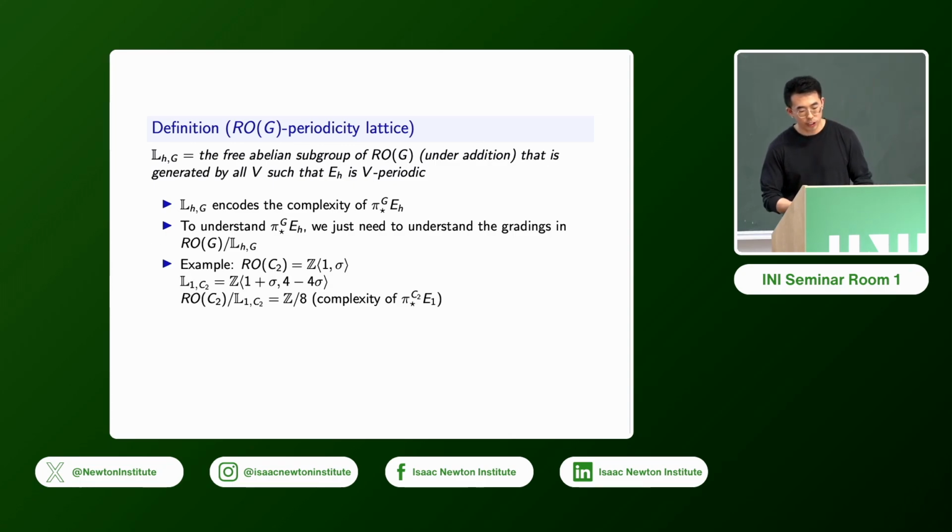So here's the example we just did. RO(C2) is generated by 1 and the sign representation sigma. So L_1^C2 is generated by 1 plus sigma and 4 minus 4 sigma. And if I take the quotient, I get Z mod 8. And this is encoding the complexity of the RO(C2)-graded E1.